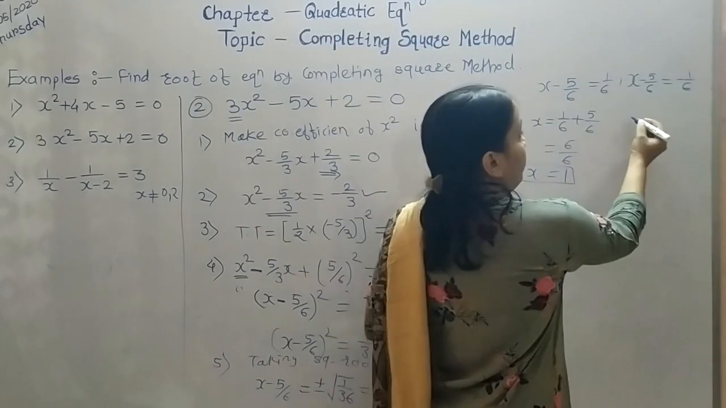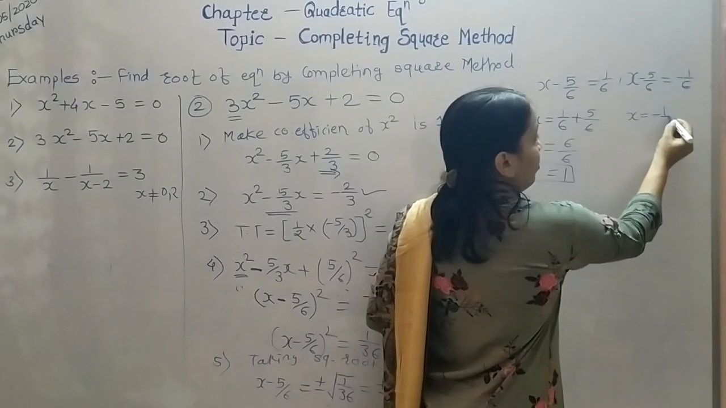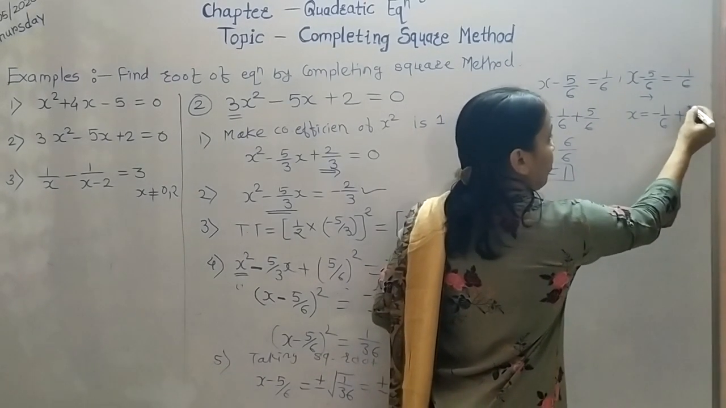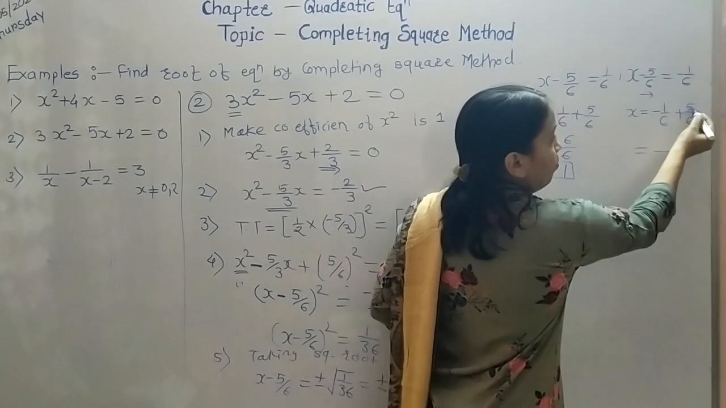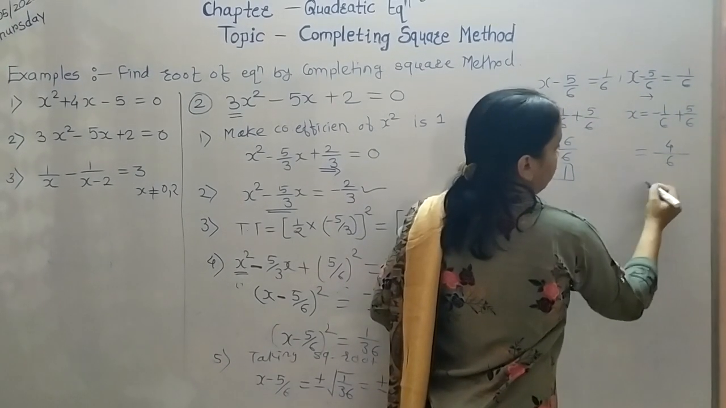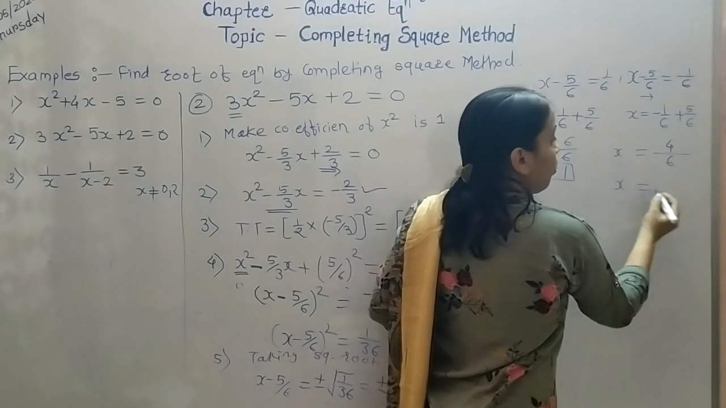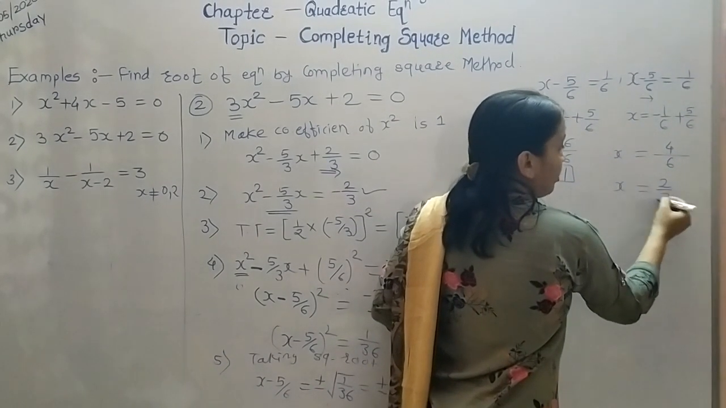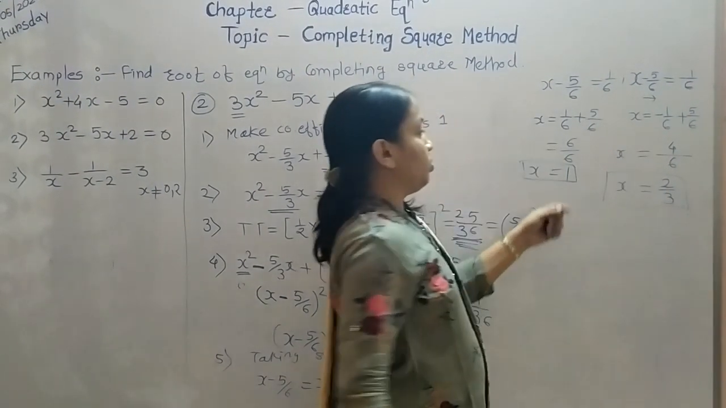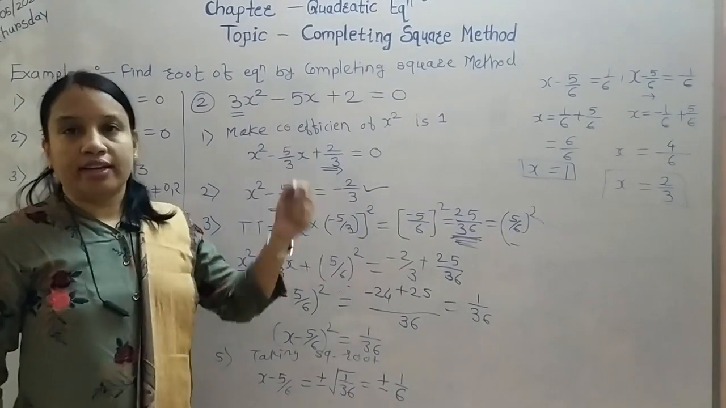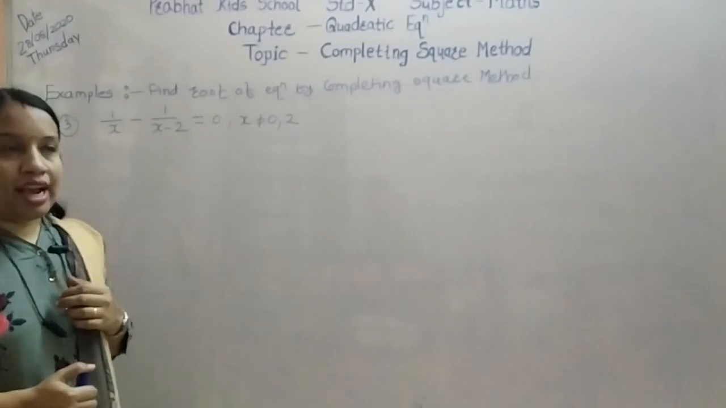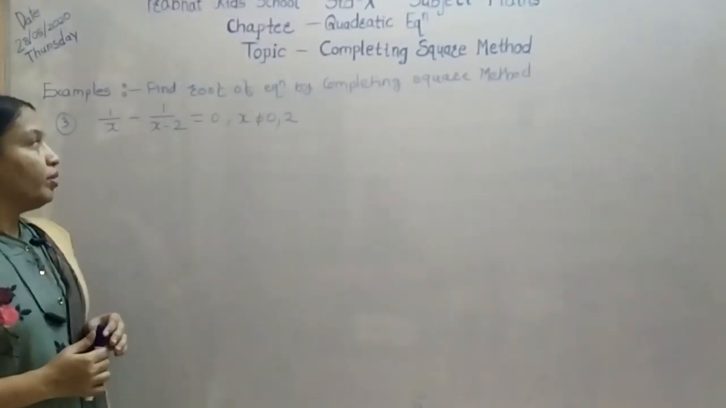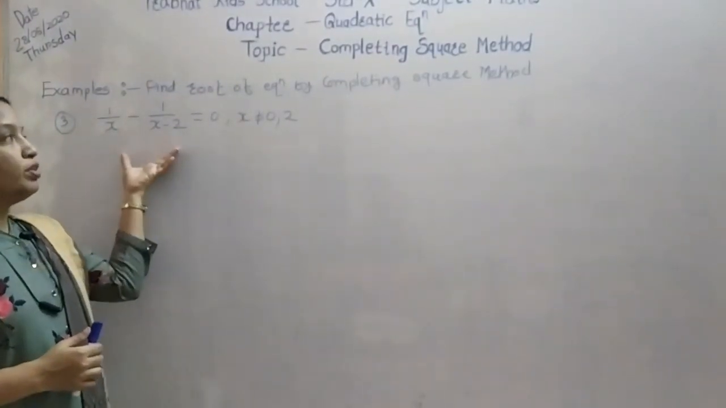Now here x is equal to minus 1 by 6 after transferring plus 5 by 6. It is equal to minus 1 plus 5, that is plus 4 upon 6. X is equal to, in the lowest form it can be 2 by 3. These are the two roots of this given quadratic equation. This type of examples are generally asked for the 3 or 4 marks. Okay. Now it is looking, find the root of this equation.